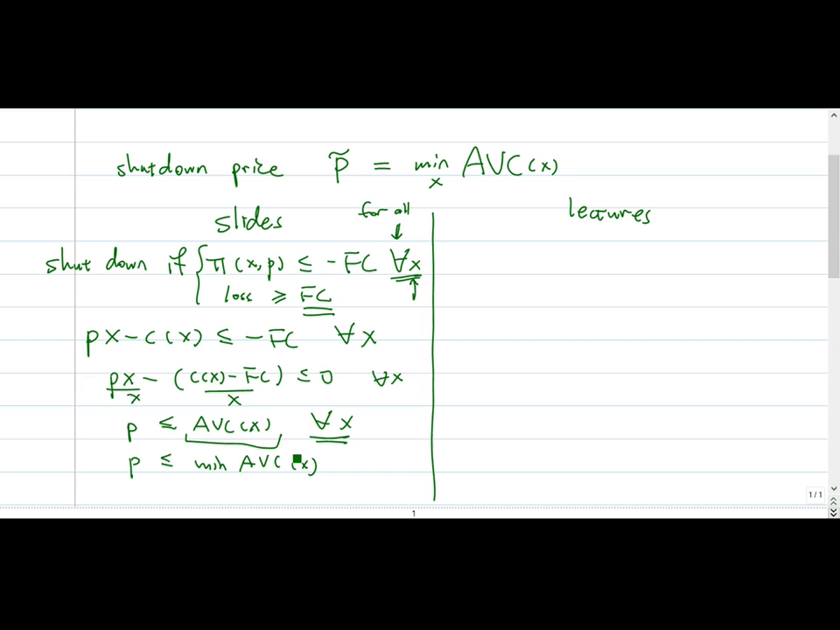So one possible cutoff, which is what we mean by shutdown price, is the P that separates shutting down from not shutting down, which is when P is equal to this.